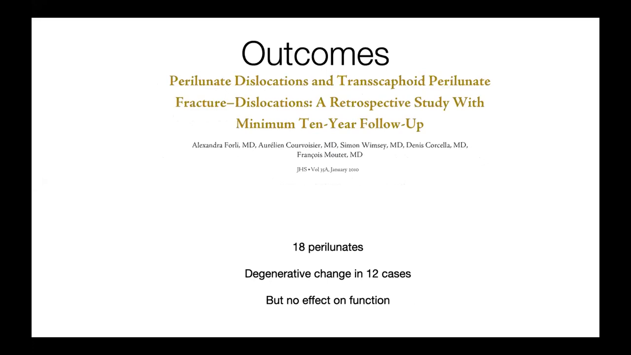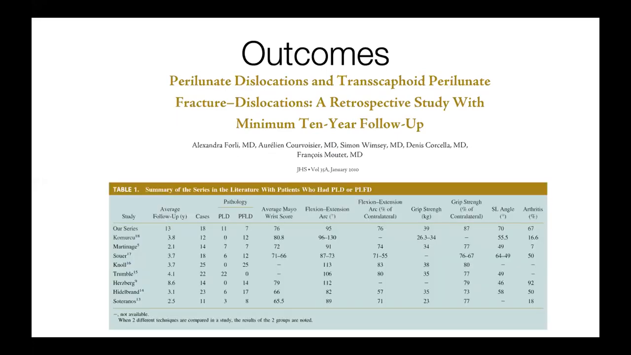I particularly like this paper. It's a short series of 18 perilunates, and again, they had degenerative change in around 60%, but this didn't follow through into an effect on function. The reason I like this paper is that they've done a little systematic review, and this is the reason that I tell my patients that if they get 3/4 of their range of motion and 3/4 of their grip strength back, they'll be doing well. So as you can see from the red bars.